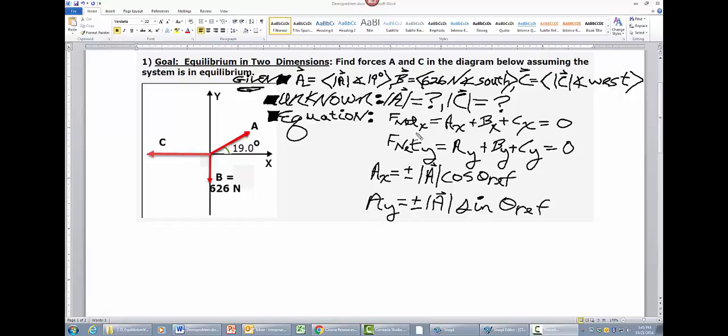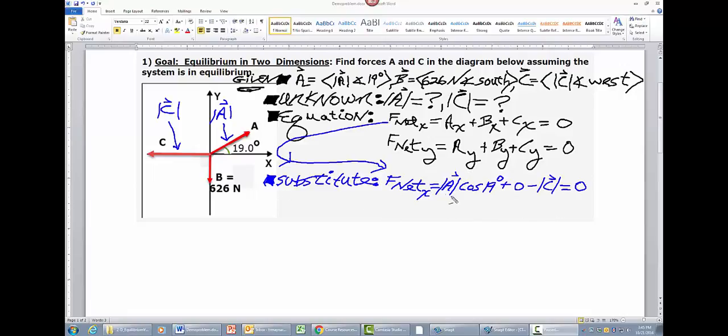The equation F net of x is A sub x, or the x component of vector A, plus B sub x plus C sub x is 0. F net of y, or the sum of the y force components, is A sub y plus B sub y plus C sub y, and that is also 0. To find the force components, we use trigonometry as before. A sub x is plus or minus, where that sign is manually prefixed depending upon the quadrant, the magnitude of vector A times the cosine of the reference angle theta ref. A sub y is plus or minus the magnitude of vector A times the sine of theta ref, the reference angle.